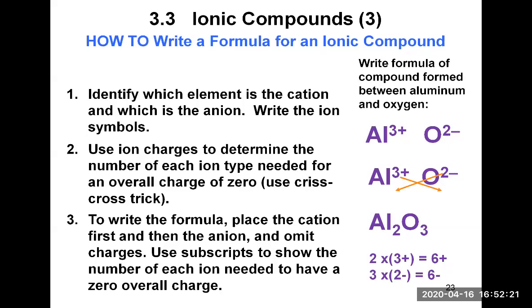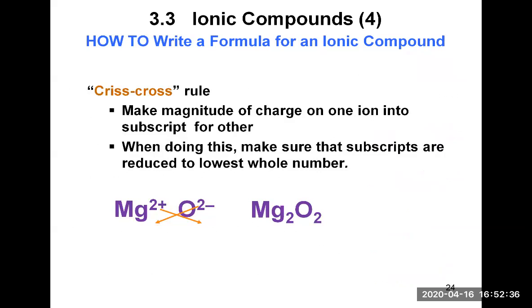And so 6 positive charges will be cancelled by 6 negative charges. So this formula, Al2O3, is neutral, and so we know it's correct. Here is a slide detailing the criss-cross rule. The criss-cross rule means that you make the magnitude of the charge on one ion into a subscript for the other ion. When doing this, make sure that subscripts are reduced to the lowest whole number ratios possible.